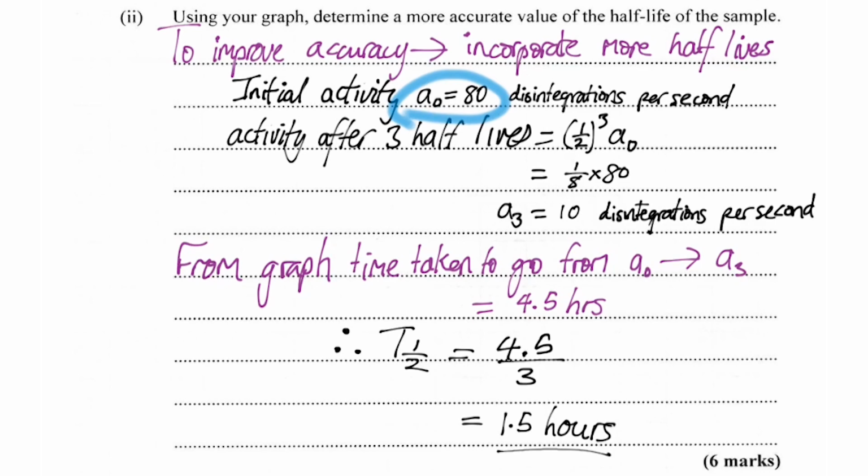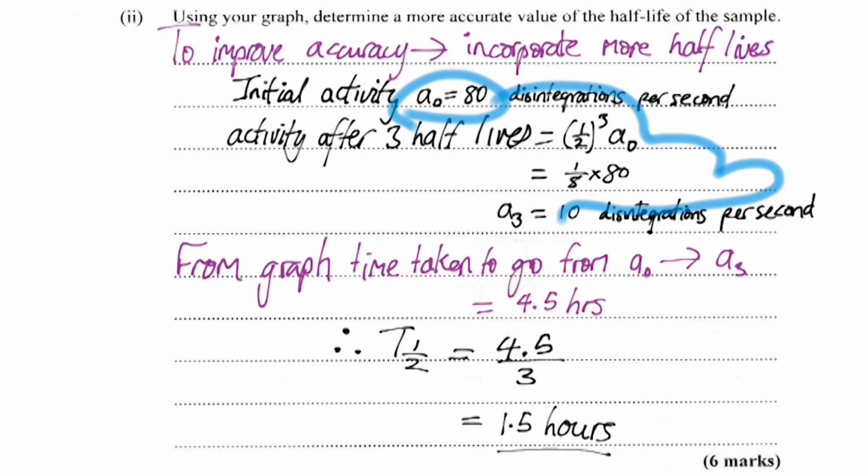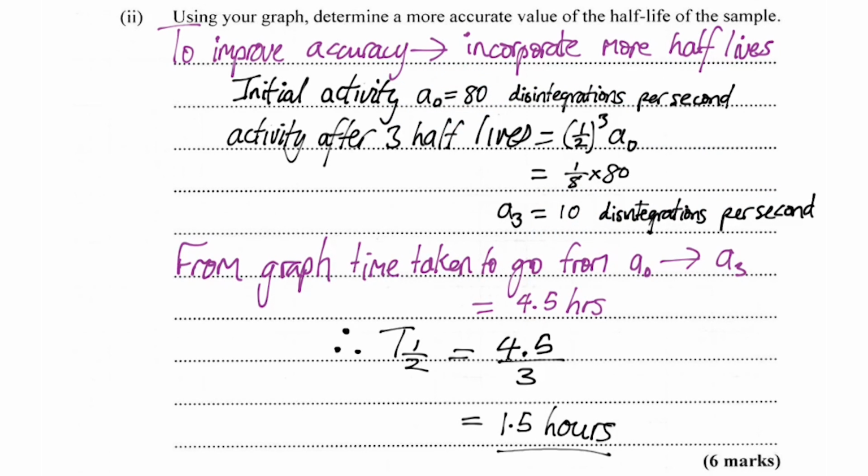So my initial was like this. And the activity after 3 half-lives will be a half cubed of that. So it will drop to 40, then it will drop to 20, then it'll drop to 10, you understand? So that's like a shortcut method there. You could do the long way, whatever. Once you understand half-life, you should be able to get this out.